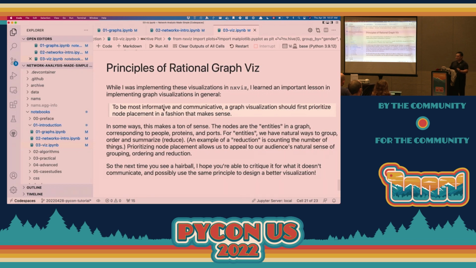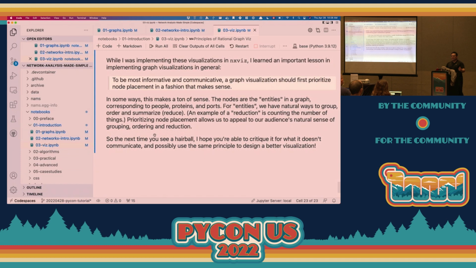This is 2022, sorry. Why am I still living in 2021? Gosh, this is 2022, right? So we've got to move graph viz in a more modern direction.